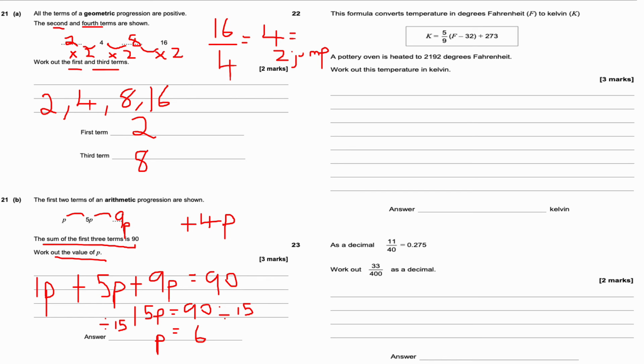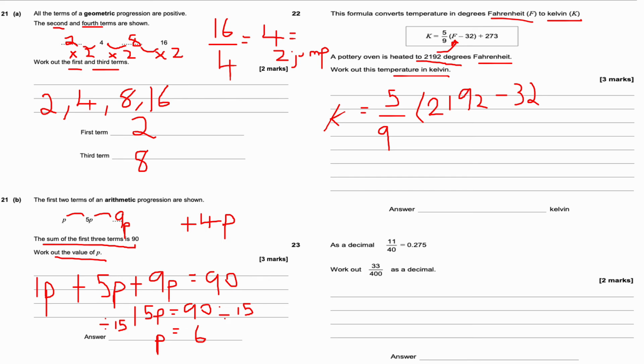Okay, this is question number 22. This formula converts temperature in degrees Fahrenheit to Kelvin. So this is the formula here. A pottery oven is heated at 2192 degrees Fahrenheit. Work out the temperature in Kelvin. So I'm substituting F equals 2192 into my equation. So K is equal to 5/9 of 2192 take away 32, and then I'm going to add on 273.